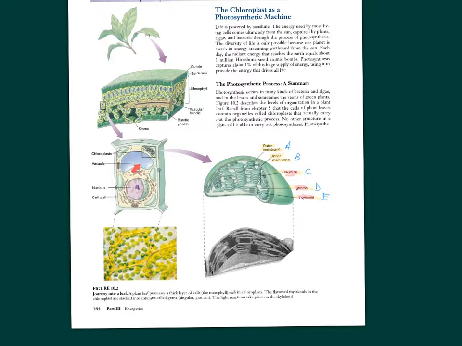In that cell, that eukaryotic cell, there is an organelle that's called a chloroplast. That's it. This is it. It has five major parts. These are they. Know them.